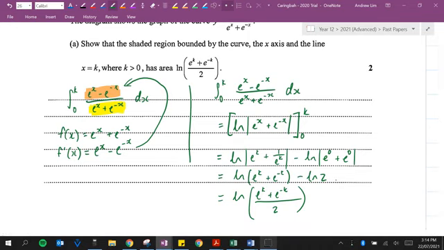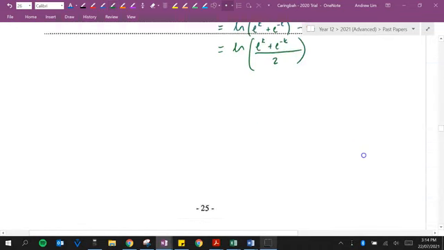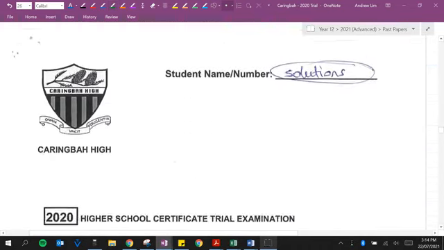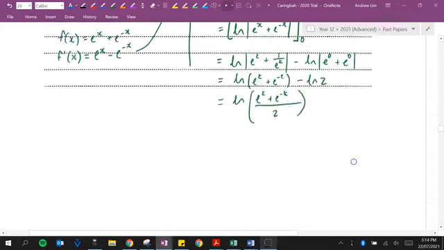Okay, part B. No, there's no part B. So that's it.